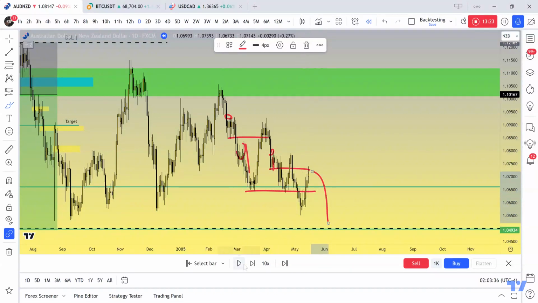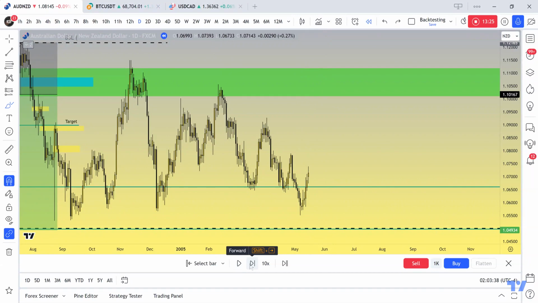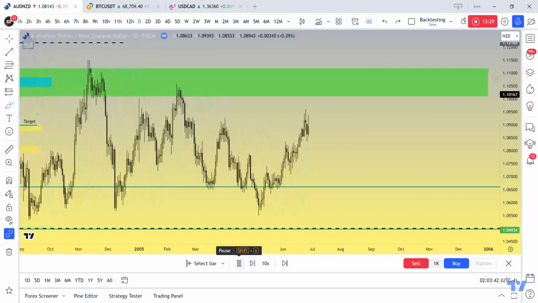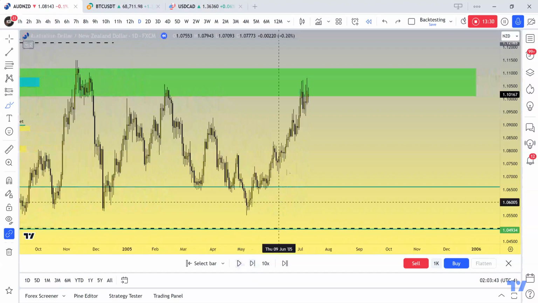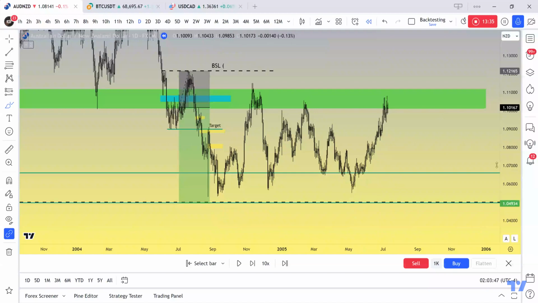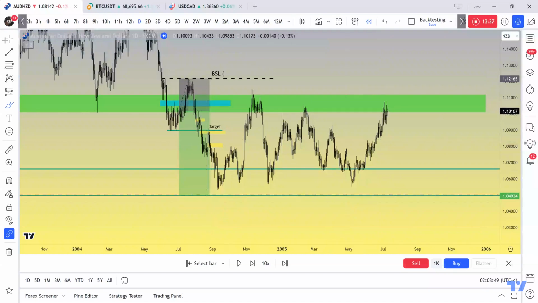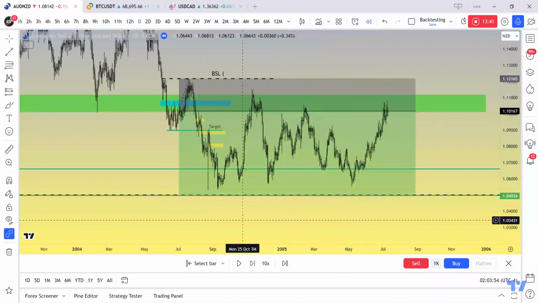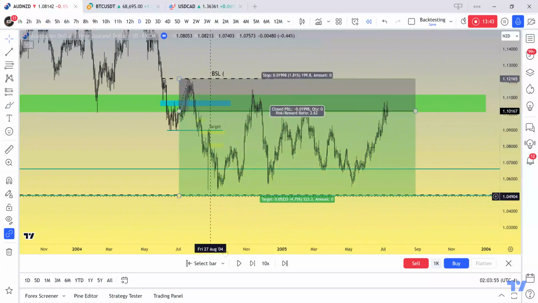Let's see. Let me remove all this nonsense. Okay. All right. If you held a position this long and did not get out of it because you wanted to take out this area.